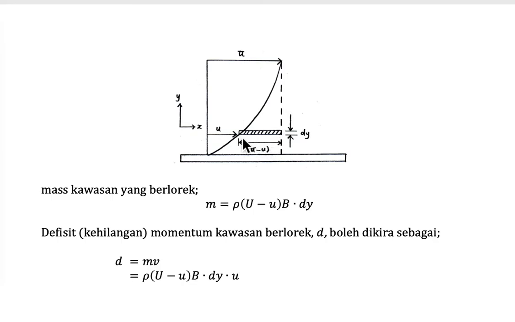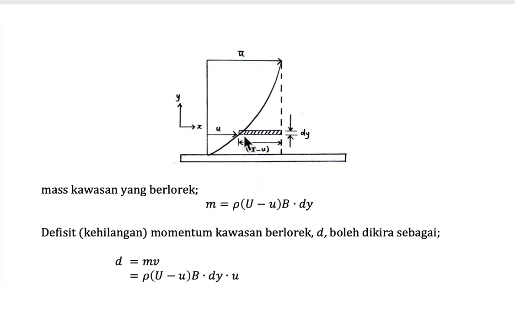First we imagine that we have a very small rectangular area here. This is the shaded area. We assume that the thickness of this area is equal to dy. Then we assume that the distance here is equal to capital U minus u. It is because this is the free stream velocity, which is capital U, and this is the local velocity of this molecule. So the difference here can be stated as capital U minus u.